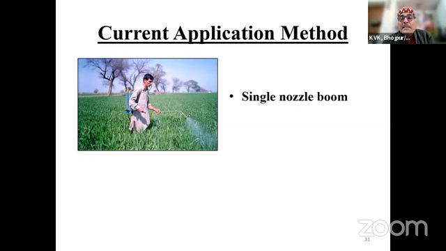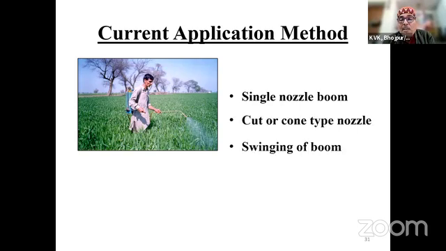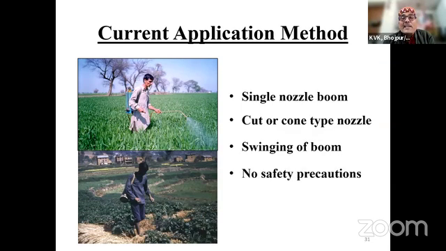The current application methods: single nozzle boom is generally in common practice by the farmers. Again, the cut or cone nozzle type. Third is swinging of boom. So these are the practices used by our farming community for application of these weedicides. And again, no safety precaution. They are not using any safety guard for themselves, and are applying these weedicides with bare hands, bare feet, and bare face.